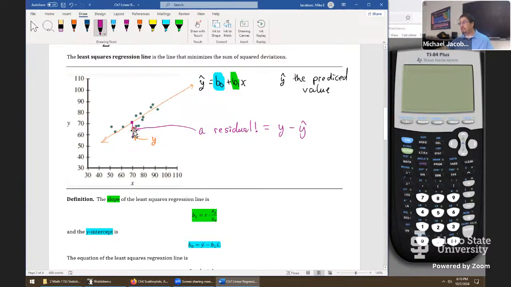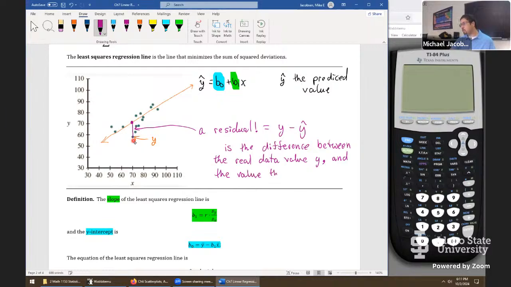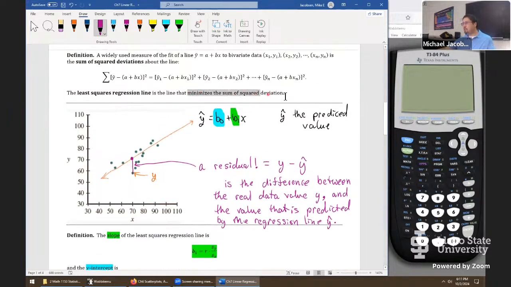Let's come up here and just focus on that graph. The residual, y minus y hat, is the difference between the real data value, y, and the value that is predicted by the regression line, y hat. So it's measuring a distance. And well, when we say we're minimizing the sum of the square deviations, what we mean is we're taking that y minus y hat, raising it to a power of 2, and it goes into these equations. It's minimizing the square distance of the residual is what's really happening, in other words.